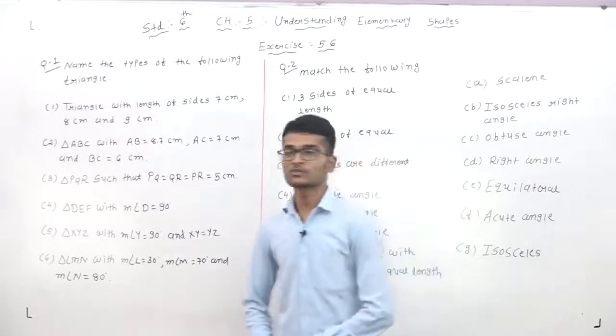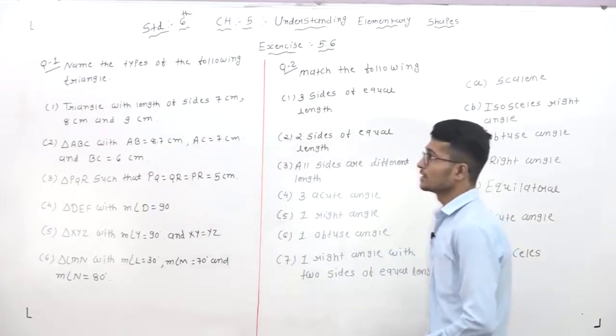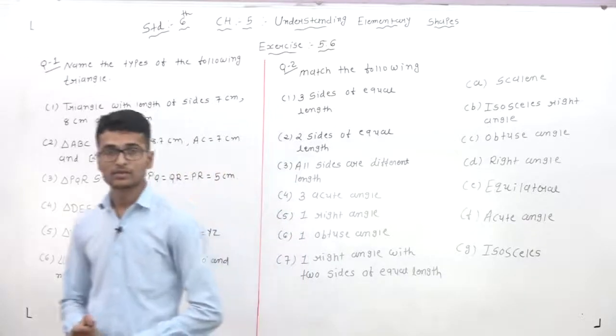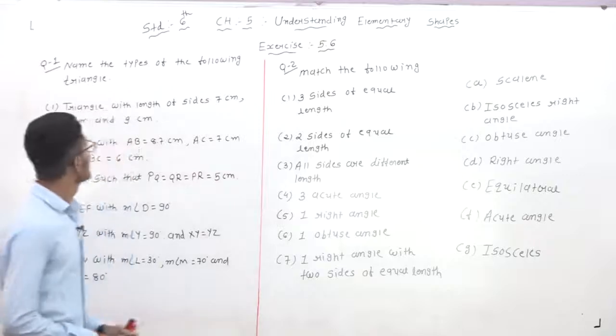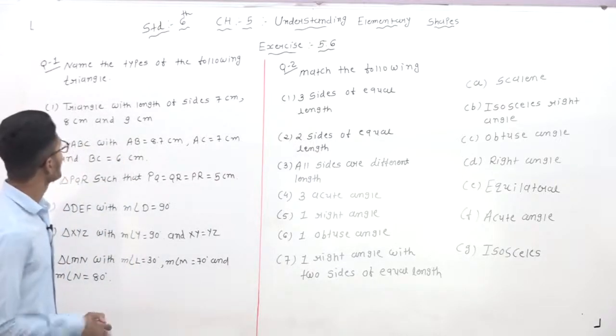Now to continue our chapters, chapter number 5 and exercise 5.6. Now this exercise is related between two types of the triangle. So let's start our exercise 5.6. In exercise 5.6, first question, name the types of the following triangle.